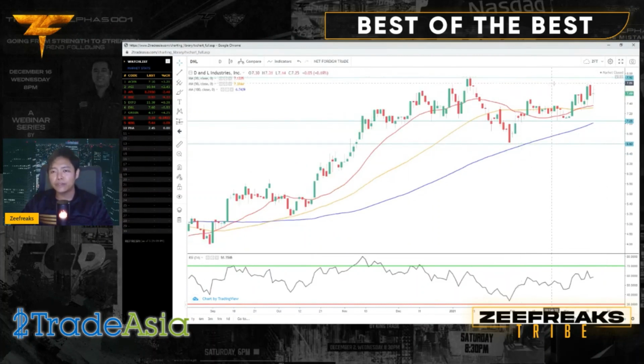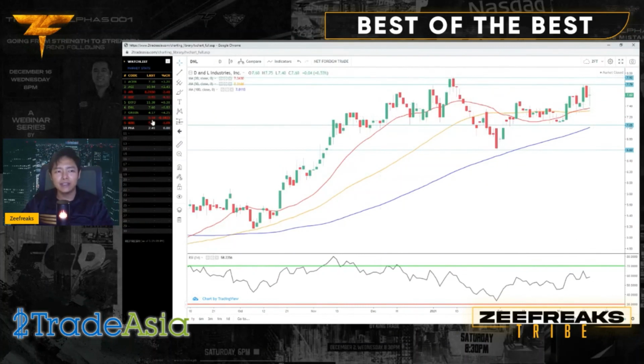If it breaks out from this level, and if it breaks out from this level, which is 7.79 and 7.92, then you're in for a good uptrend. So that's it for DNL. Let's go for green.